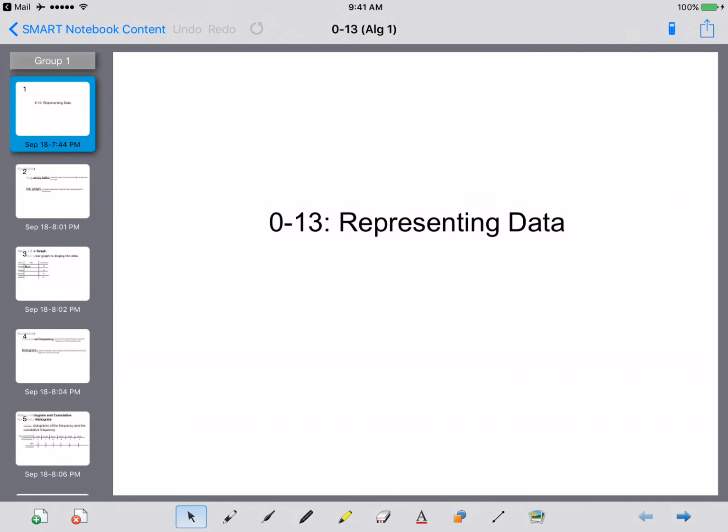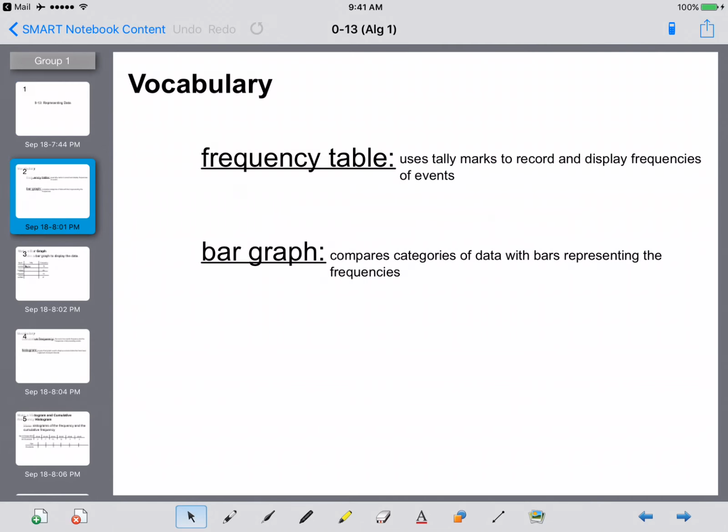Welcome to Chapter 0, Section 13, Representing Data. So some vocab words for you is frequency table. And that uses tally marks to record and display frequencies of events. A bar graph then compares categories of data with bars representing the frequencies.